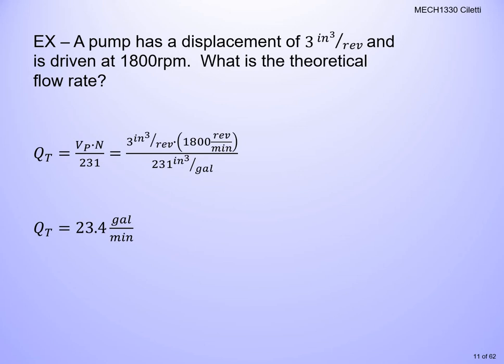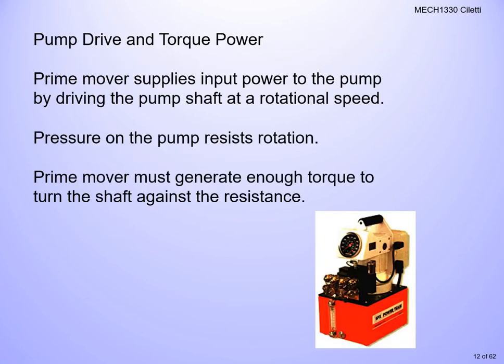So we can see that inches cubed will cancel with inches cubed. Revolutions will cancel with revolutions, and then it ends up with gallons per minute because when we divide fractions, we multiply by the reciprocal, so it ends up being gallons divided by minutes. So our flow rate in this case is 23.4 gallons per minute, okay? You would do the same thing if we did a metric one. I just didn't do a metric example for you here.